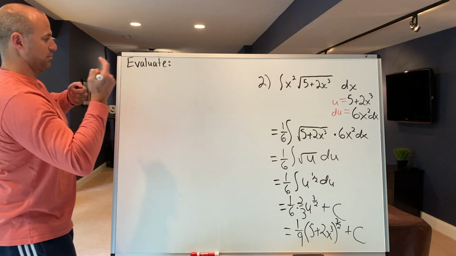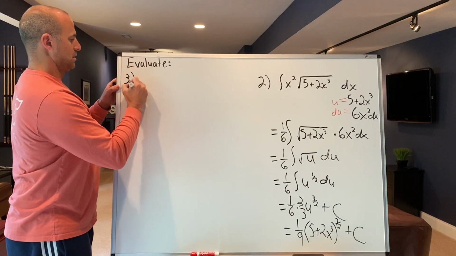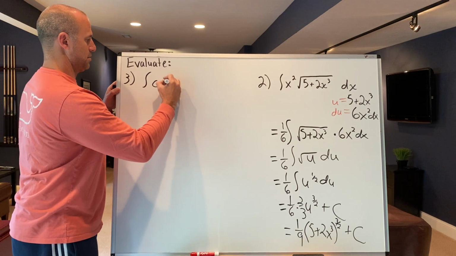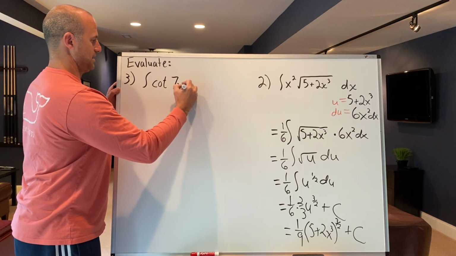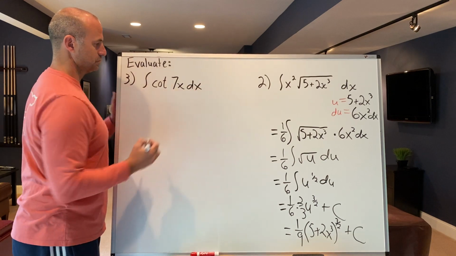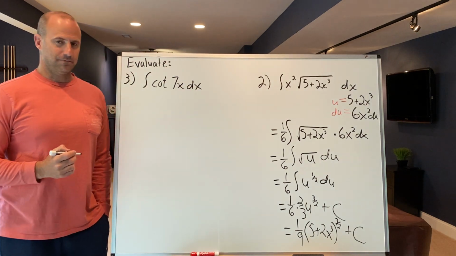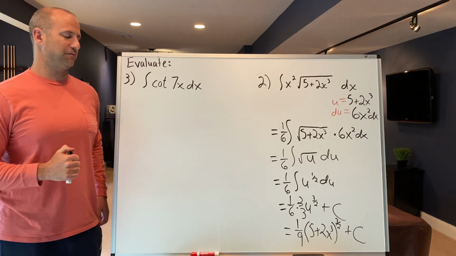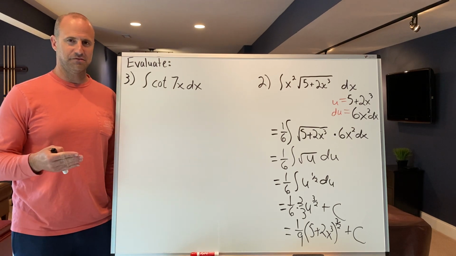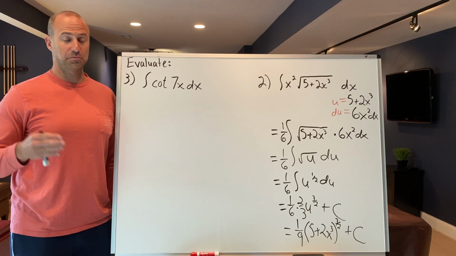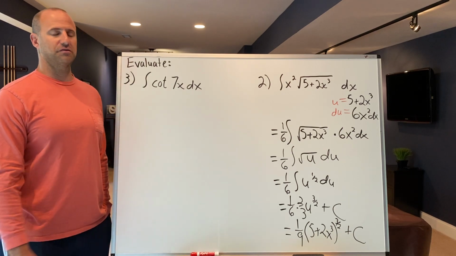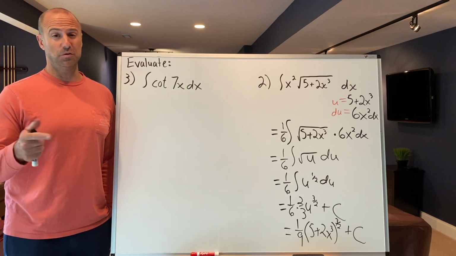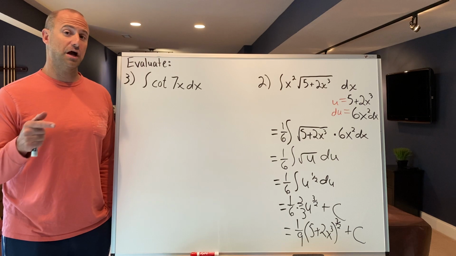Okay, so here we go. Number 3, the integral of cotan, I'm going by memory, I think that's what it is, of 7x dx. Okay? Now, you're going to find with trig that you sometimes have to use those identities that take you back to pre-calc. All right? You know, like for example, tangent is sine over cosine. Cotangent is actually cosine over sine.